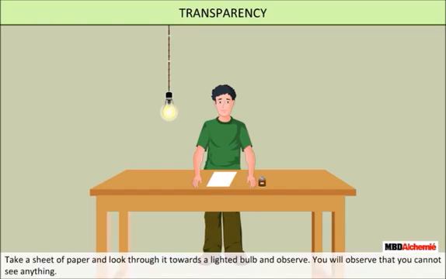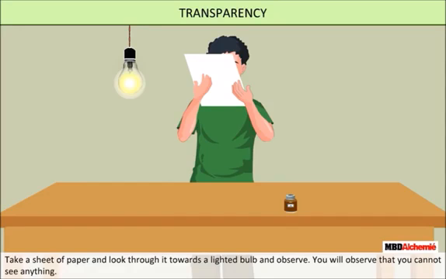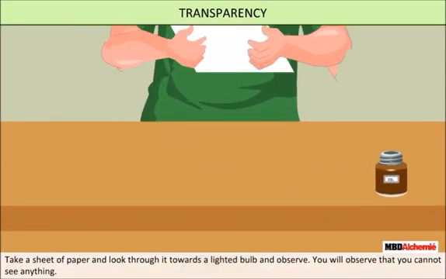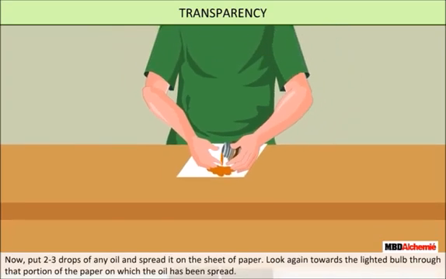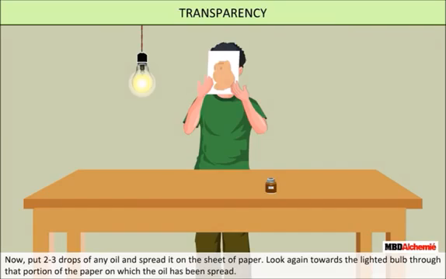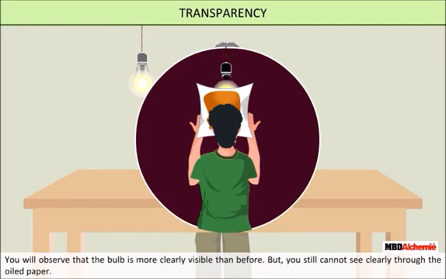Transparency. Take a sheet of paper and look through it towards a lighted bulb and observe. You will observe that you cannot see anything. Now put 2 to 3 drops of any oil and spread it on the sheet of paper. Look again towards the lighted bulb through that portion of the paper on which the oil has been spread. You will observe that the bulb is more clearly visible than before, but you still cannot see clearly through the oiled paper. The materials through which objects can be seen but not clearly are known as translucent.